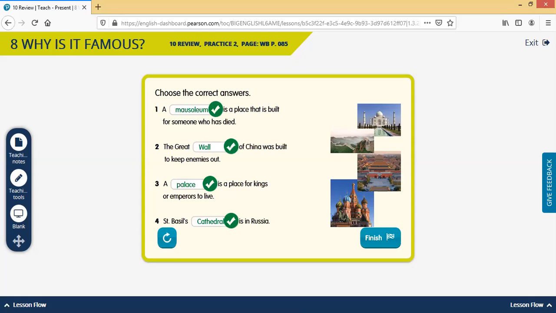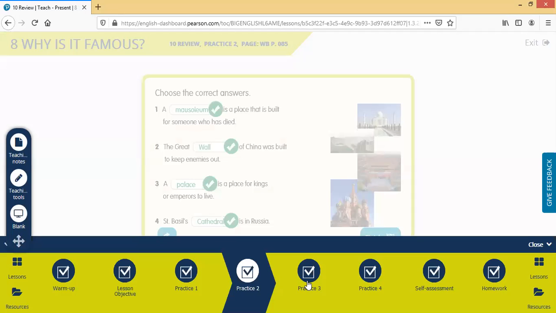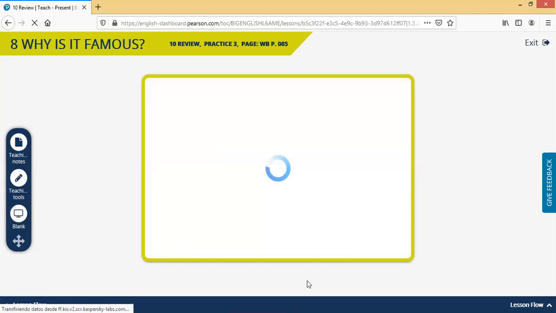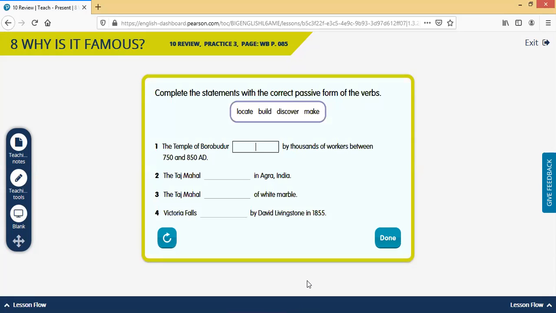Let's take a look now at the grammar that we have to review for this unit. Now, before we get to it, remember that for the grammar, we have two parts. Two different parts, okay? And they are a little bit complicated. The first one is passive voice, okay? We have to complete these statements with the correct passive form of the verbs. Okay, before we do that, we have to review the concept of what passive form means.